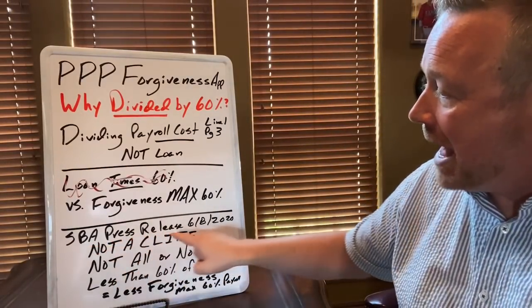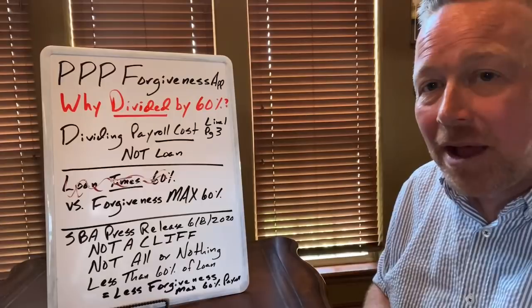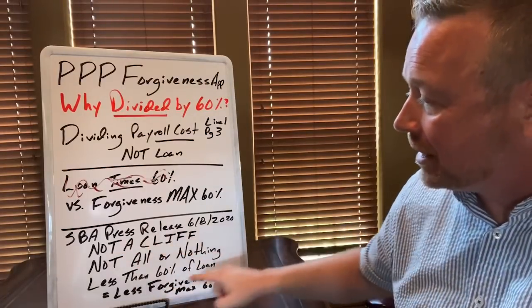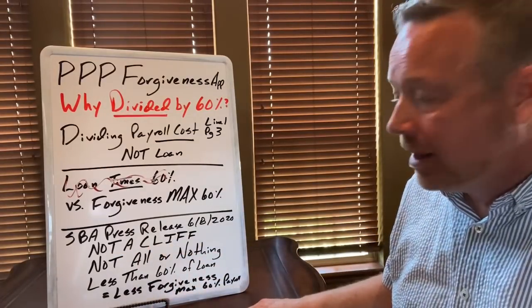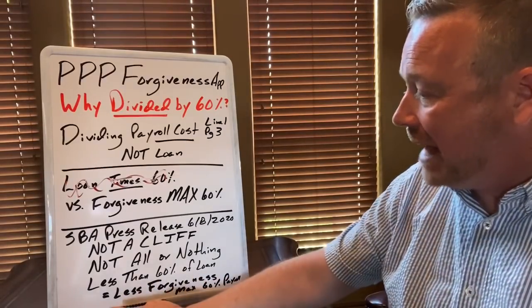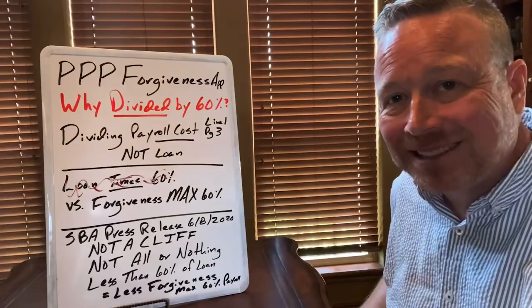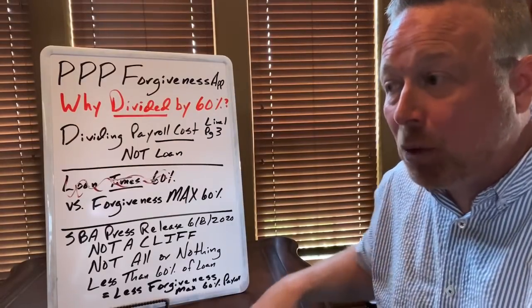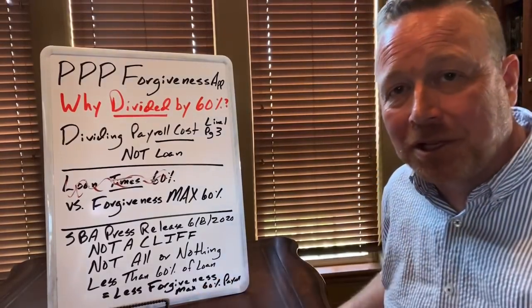So you have the SBA, they did a press release, okay, on 6/8. They confirmed it's not a cliff, it's not all or nothing. They indicated that if it's less than 60% of the loan, then the loan forgiveness would be a max 60%. That would include the payroll at 60%.